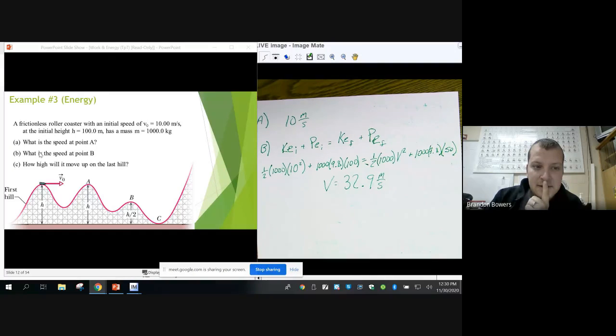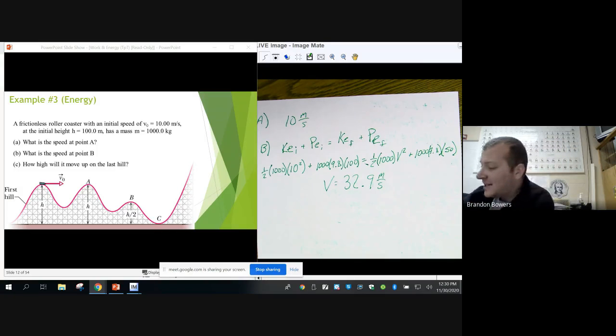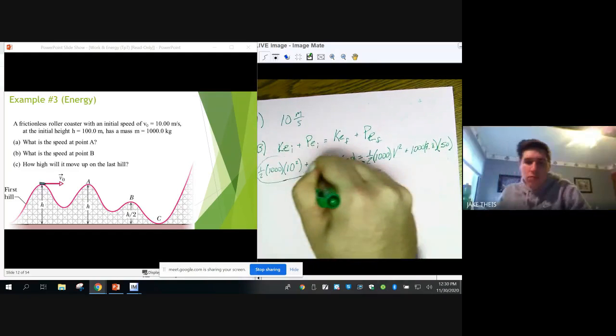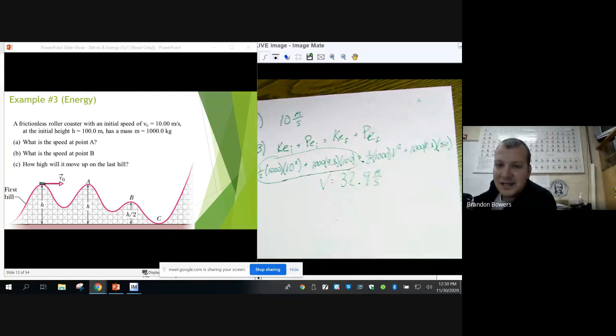Is there any questions on how to solve for B? Okay, and then C says, how far will it move up the last hill? How high will it move up the last hill? Okay, so on this type of problem, you're going to have the same start. All of this is going to be the exact same.